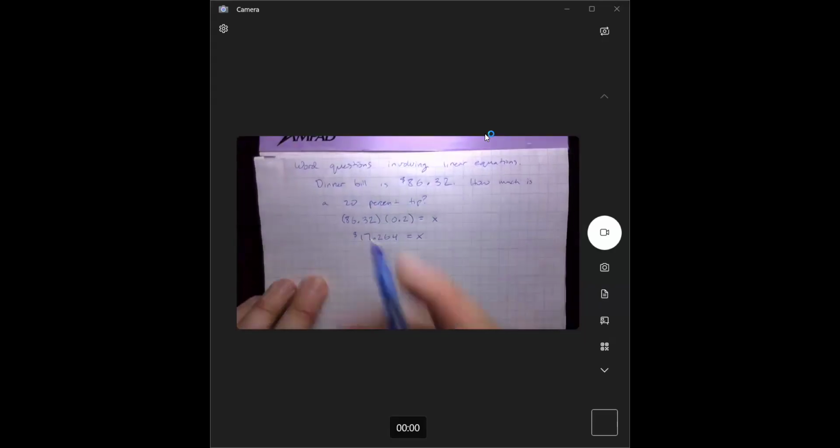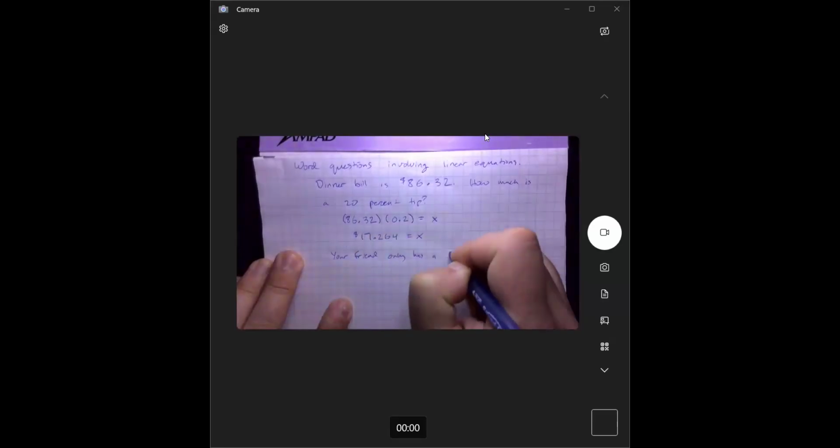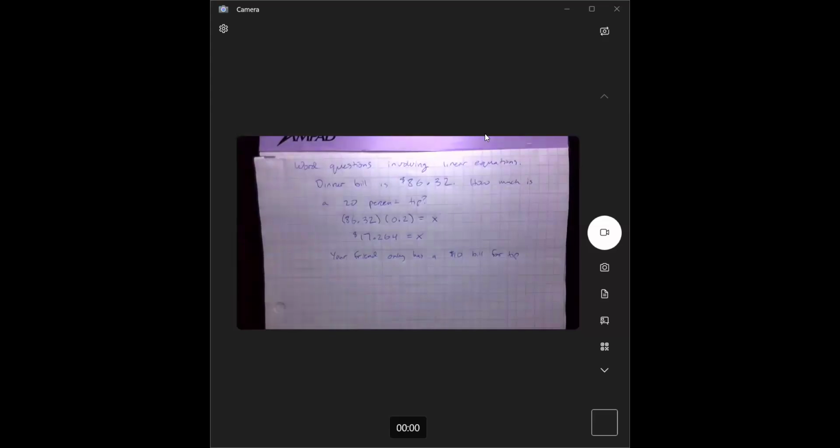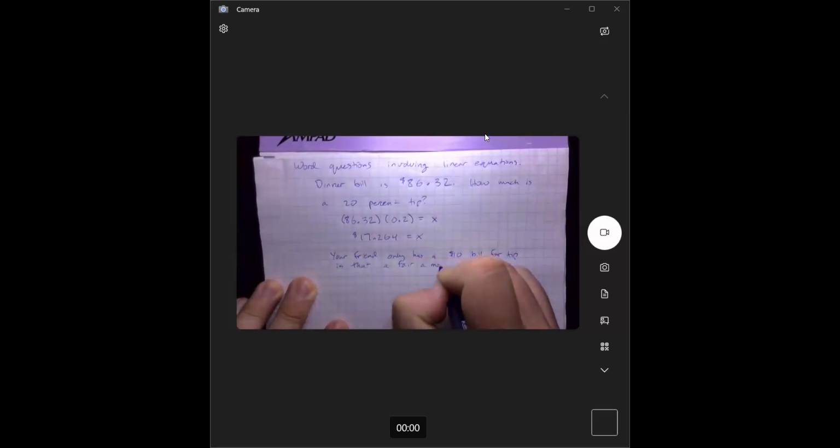Now suppose that your friend only has a $10 bill for the tip. Let's pretend we exist in a world where we don't all have Cash App and Apple Pay and Google Pay. Is that a fair amount to tip, right? By the way, that's probably the question that you would ask. Is it fair to only leave $10?